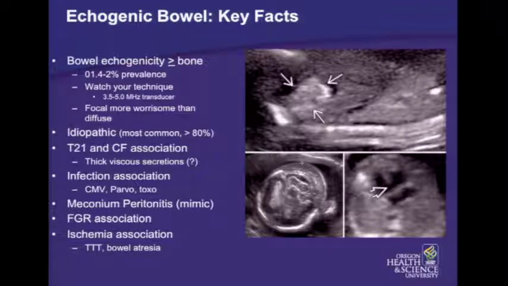Here's a case of focal echogenic bowel. You can see that at least part of this echogenicity is as bright as bone. But this fetus also had increased nuchal fold and a cardiac defect. We could see AV canal and VSD as part of the AV canals. And of course, this fetus has trisomy 21.